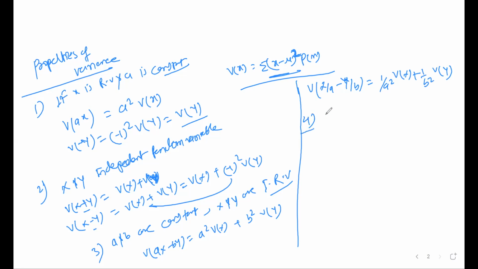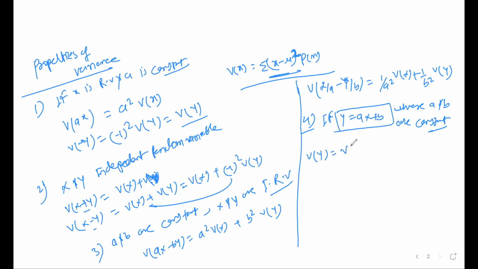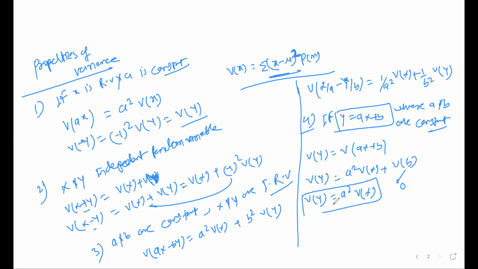Next, the fourth property: if y is equal to ax plus b, where a and b are constants, then if you take the variance on both sides, v of y is a square into v of x, and remember that the variance of a constant term is always 0. So it reduces to a square into v of x itself. To take the variance of a linear equation, this is the formula.